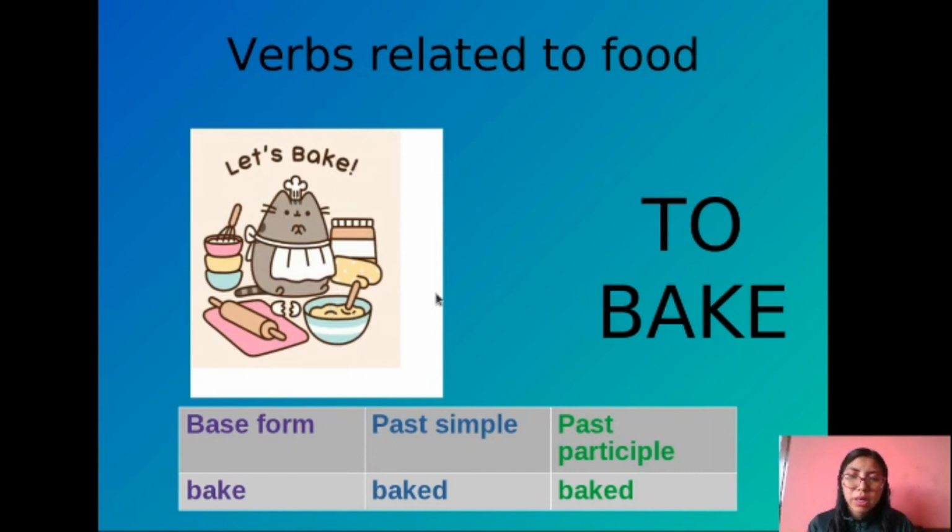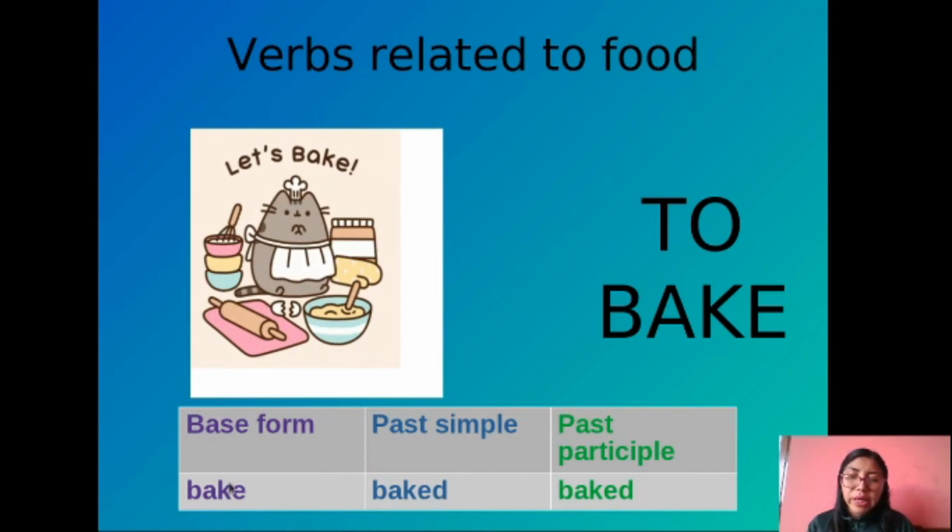So, to bake. What are the forms? Bake, baked, baked. That is a regular verb, so we only add ed. In this case, we only add d to the verb.